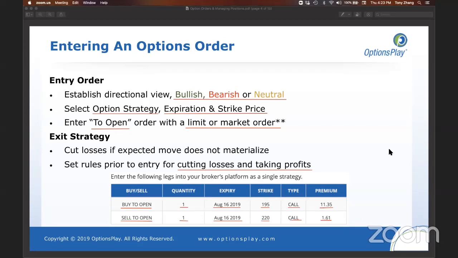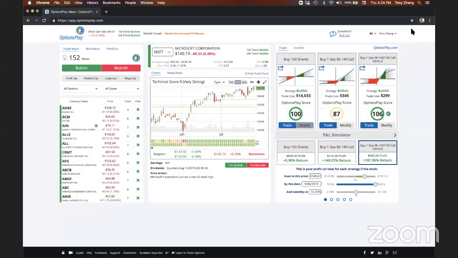So as you can see, there's a lot of parameters that you have to consider when you're entering even a single leg order. And when you go into multi-leg orders, it just magnifies the number of parameters that you have to enter, which is why it's so important to make sure you understand these parameters correctly.